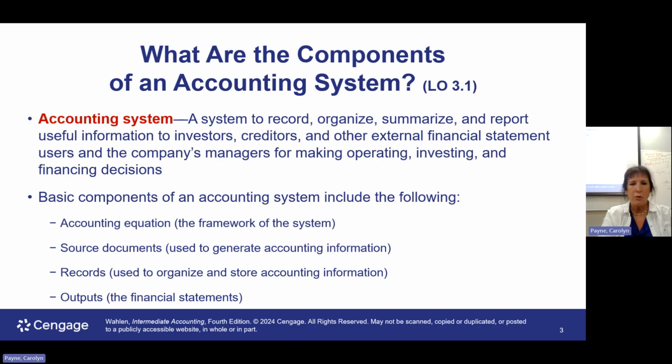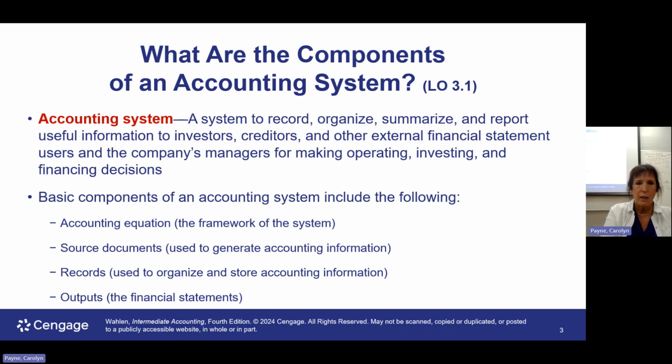All right, so chapter 3, of course, is just a review of your Accounting 272 class. So there's the accounting system. Of course, we know that it's just a system to record, organize, summarize, and report information useful to investors, creditors, and other external financial statement users. It's a system of recording transactions in such a way that facilitates our being able to produce financial statements and other useful reports for internal and external users. How's that for a definition? That's what accounting is. So we learn the language so that we can produce useful information from it.